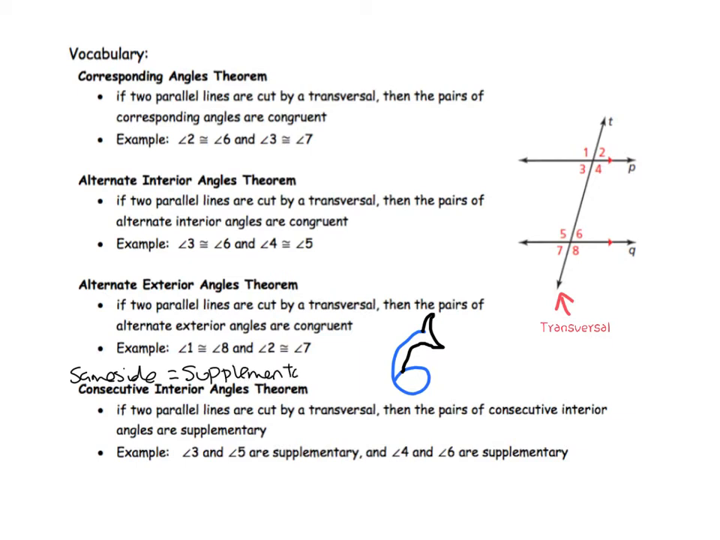So when you have consecutive interior angles, they are supplementary to each other, which hopefully you recall means that they add up to 180 degrees. Consecutive angles are not congruent; they're supplementary. If you remember consecutive and you remember same side, you can trigger your mind to remember that they add up to 180. So in the example here, angles 3 and 5 would be supplementary to one another, along with angles 4 and 6 also being supplementary to one another.